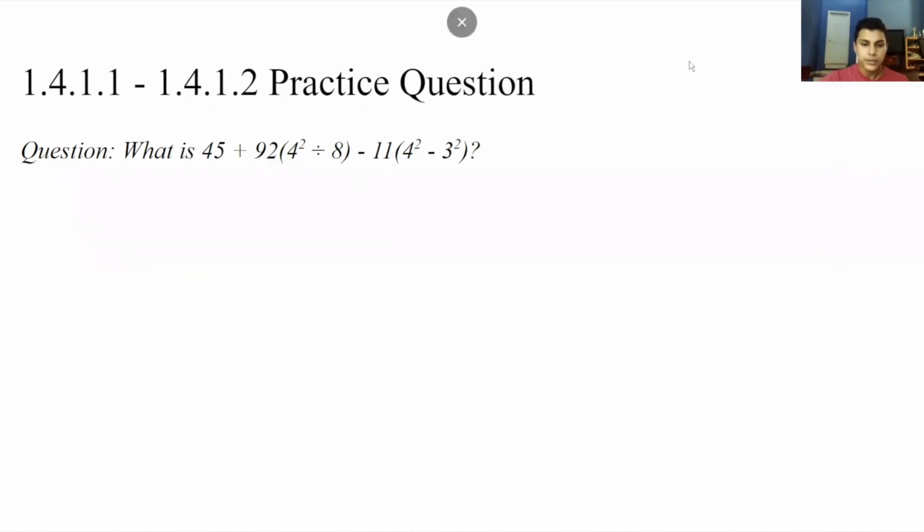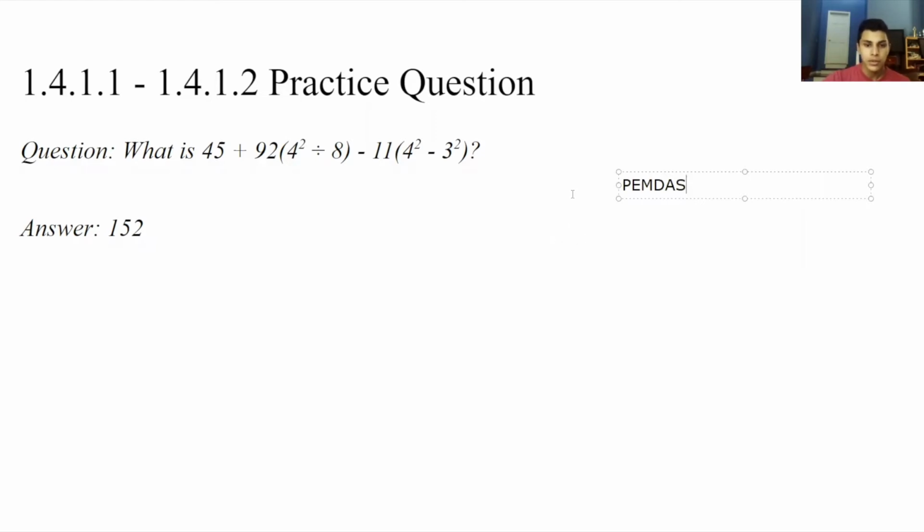So the correct answer to this question was 152. So the way to solve this question is to use our order of operations to do what we need to do first, and then just simplify it down from there. So our order of operations is PEMDAS: parentheses, exponents, multiplication and division, addition and subtraction.